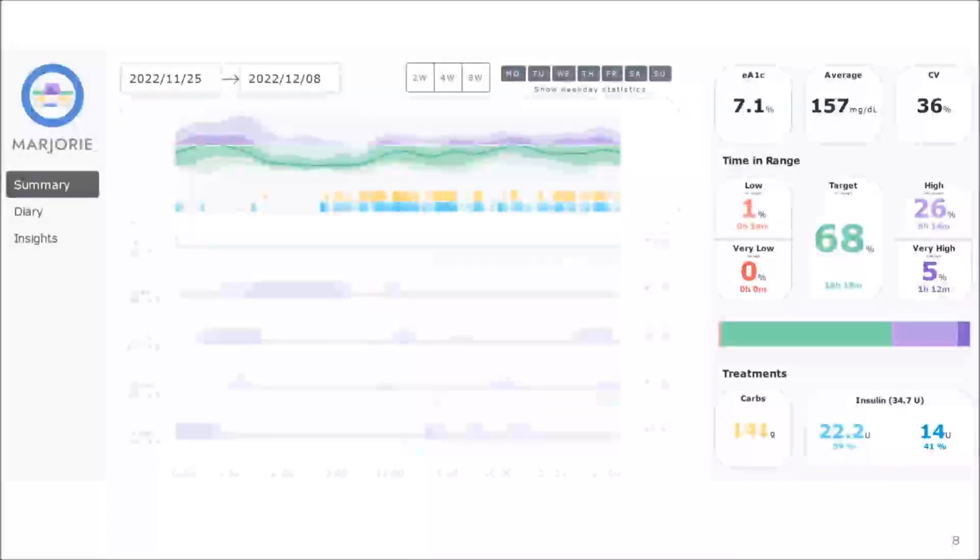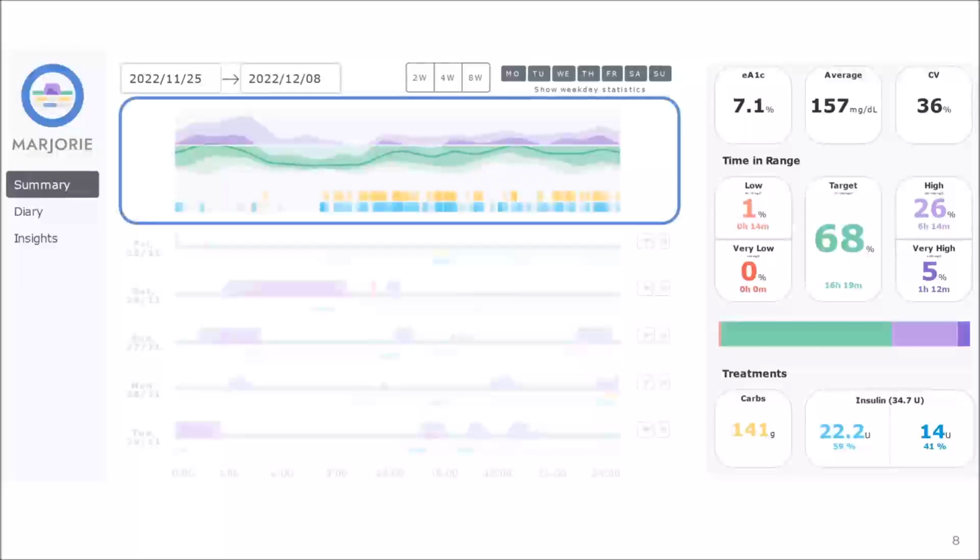Here you can see the summary view. On top, it features the traditional AGP for the selected time range, enriched with carbohydrate and insulin event data. These are the blue and yellow barcode plots. The barcodes are based on agglomerative clustering of events and feature semantic zooming for more details.